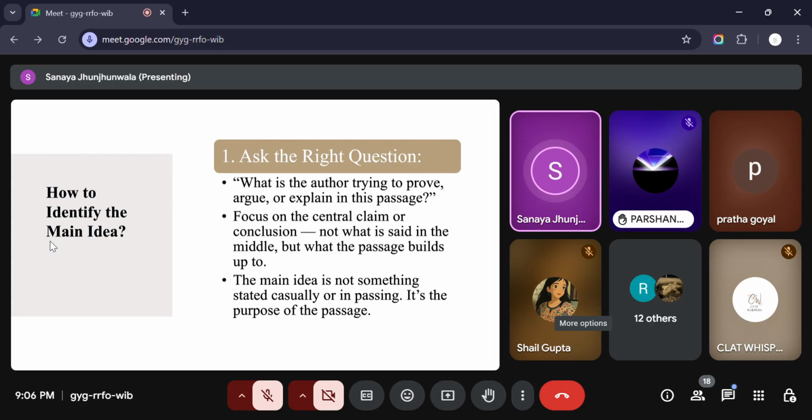Pratha, could you please speak up a bit louder? I'm so sorry, couldn't hear you. Okay. So, does anyone have any idea apart from what is there on the slide as to how do you identify the main idea? Anyone?